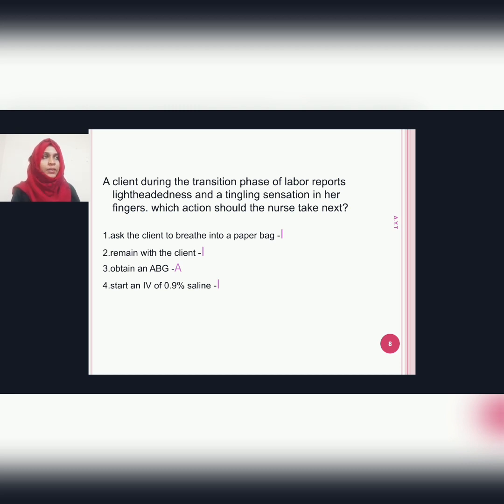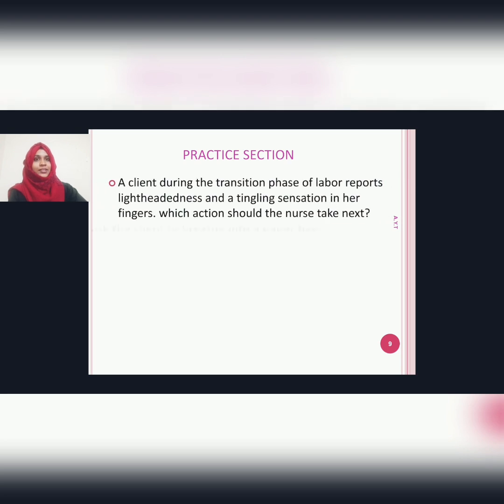If you need an ABG to identify whether the patient is having low or high carbon dioxide, for this question, no need. Because in this question, it is already mentioned the patient is reporting lightheadedness and tingling sensation in her fingers. That means the patient is already having low carbon dioxide. So do we need any data? No need. So what can we do? We can eliminate the option. So the next step is eliminating one option. So we eliminate option number 3.